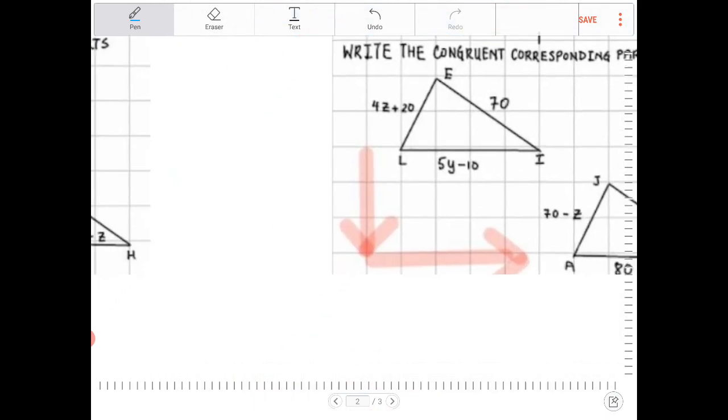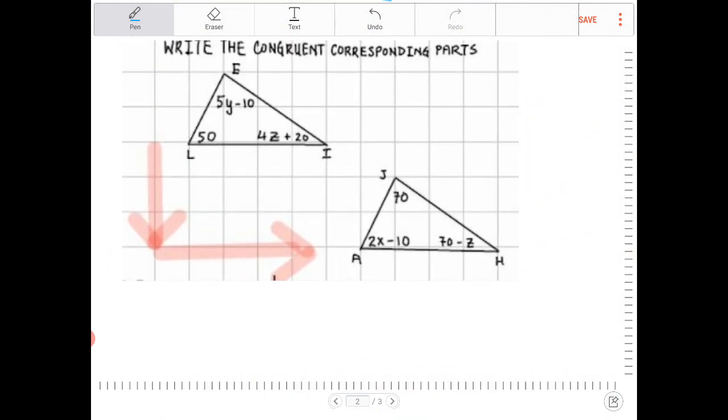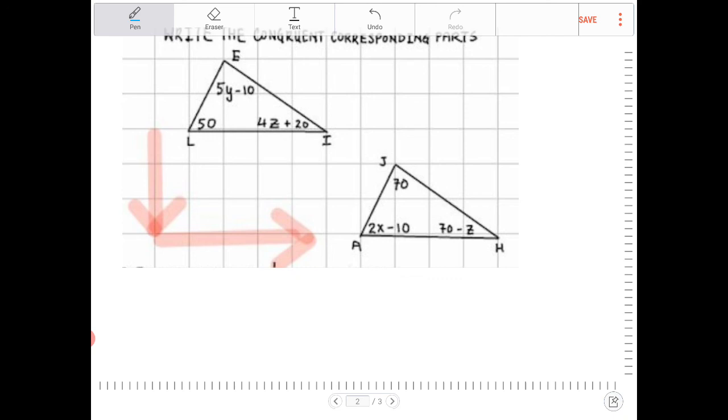Alright, moving on. This is a translation, going down and over. Again, these are congruent. So triangle LEI is congruent to triangle AJH.